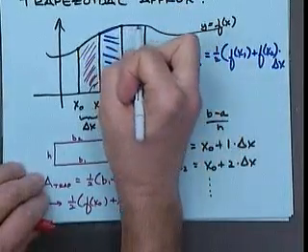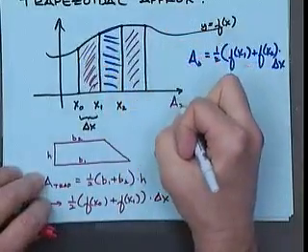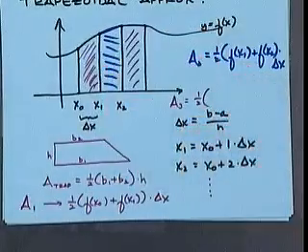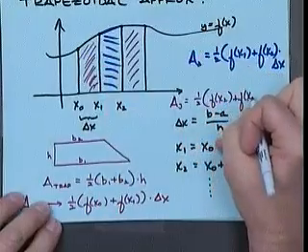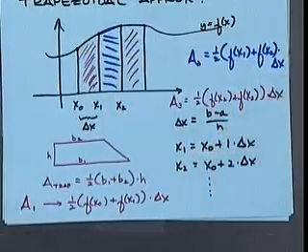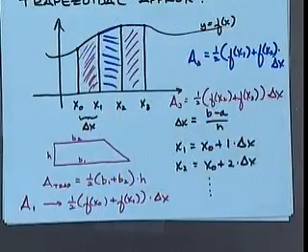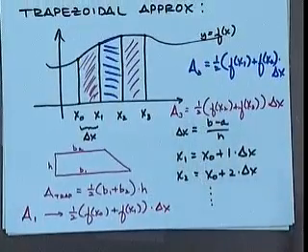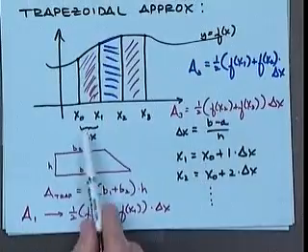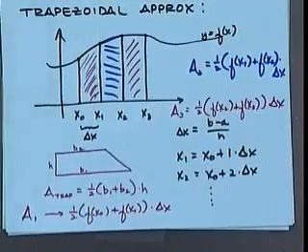Connect the top here to the top over here. A3 is 1/2 times f of x2 plus f of x3 times delta x. I guess I better label where x3 is. And the duration of the subinterval, we want to do this same thing till we get to x sub n, which happens to be our last value, which is the same as b. So x0 is the same as a from this diagram. So what's that going to look like?